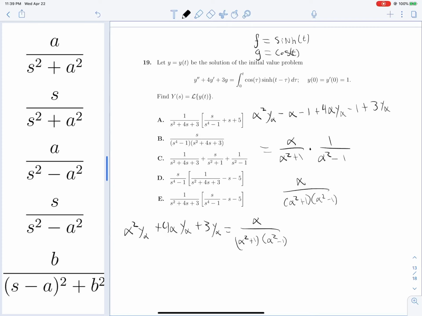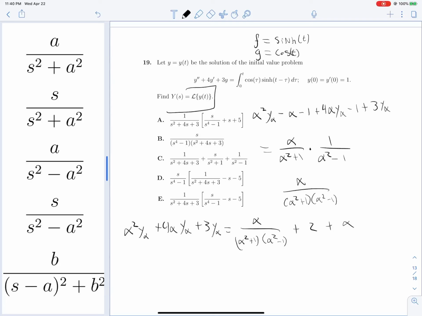Plus 2, and then plus alpha. Okay, so what do we have to deal with here? Okay, this is actually great. I didn't realize this ahead of time. I should have read the question.